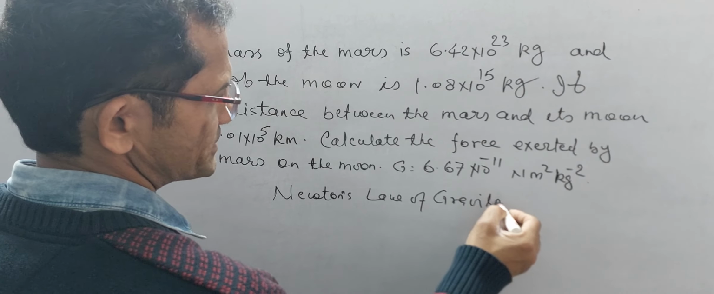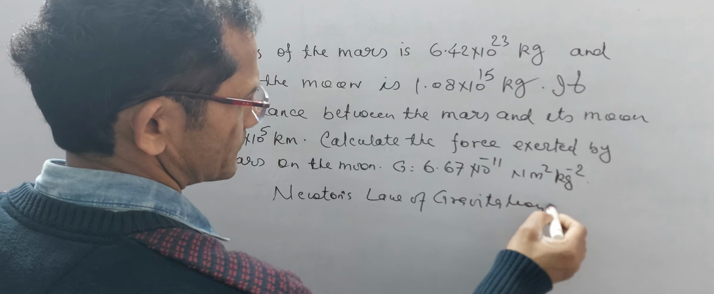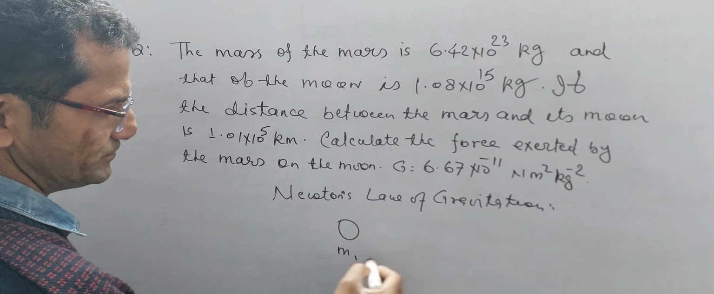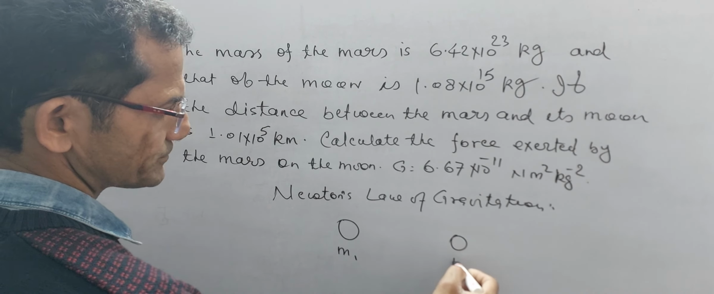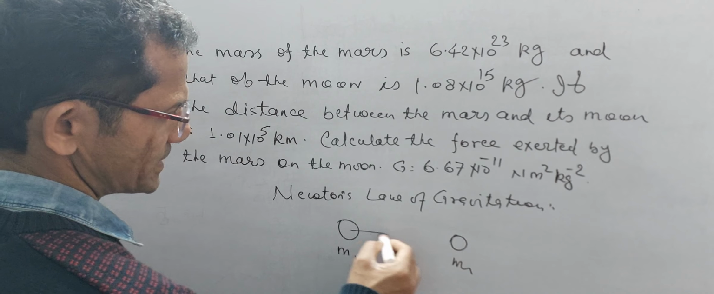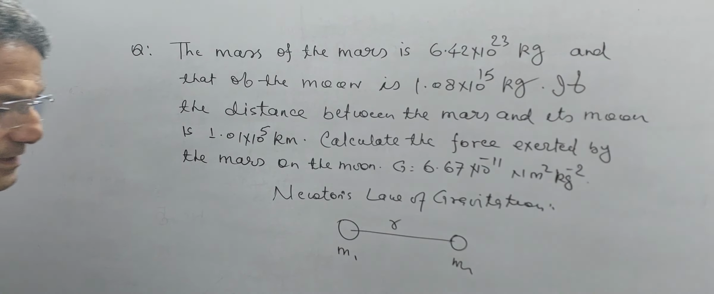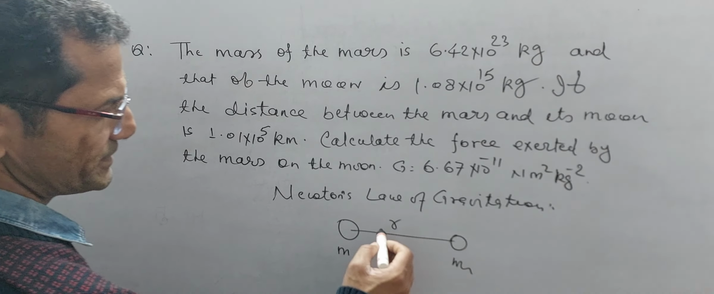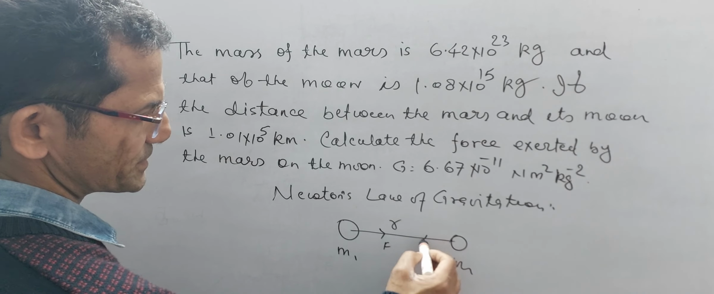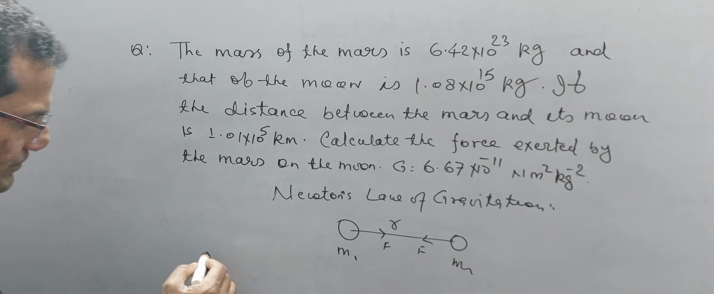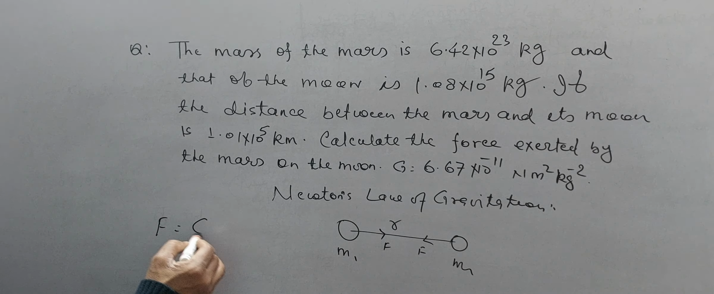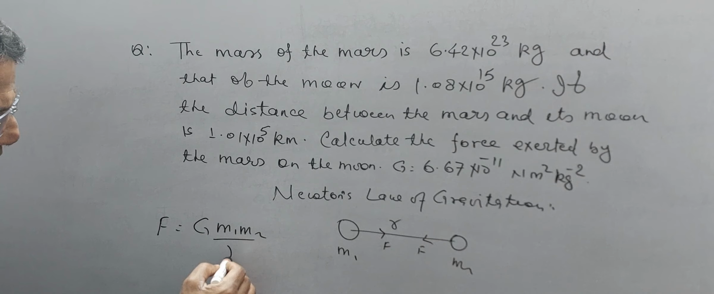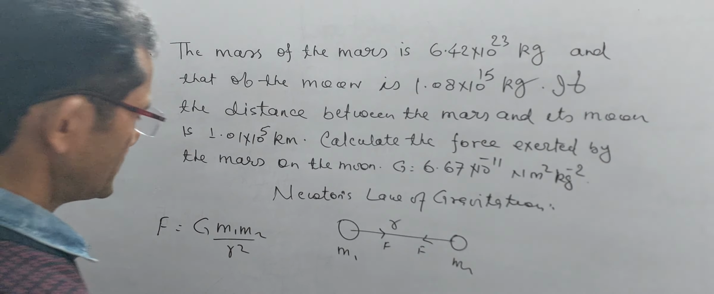Newton's law of gravitation. So this is mass m1, another mass m2, and the central distance between them is r. Newton says that the attractive force between these two masses will be G times m1 m2 divided by r squared.